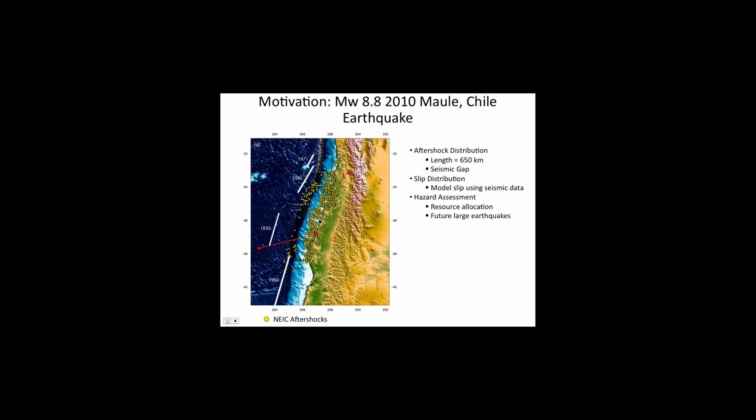white lines show the approximate latitudinal extents of earthquakes that have occurred in this region over the past 200 years or so. This isn't a very detailed list, but it gives you an idea of what the past seismicity looked like in this region.